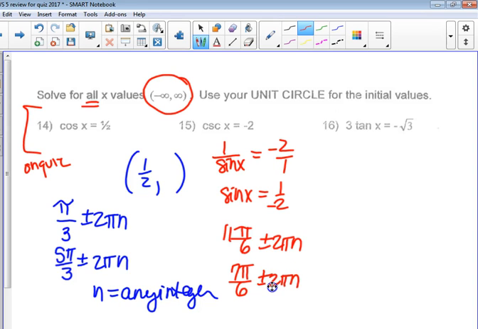If you're confused, please ask, because I'm sure you're not the only one. Everybody all right on that one? Okay. The hardest ones to me are tangent, because they're not on the unit circle. We have to be careful because there is a 3 up here, so we have to divide by 3 first. So then we have the tangent is negative square root of 3 over 3.